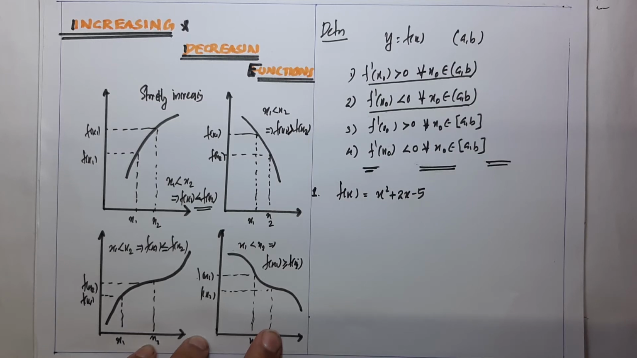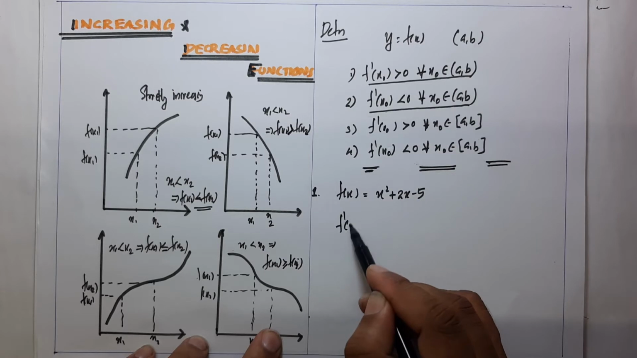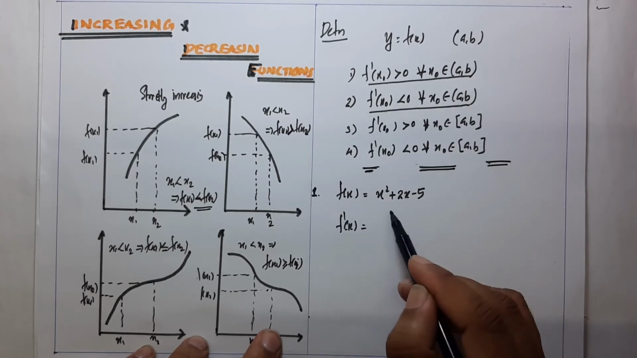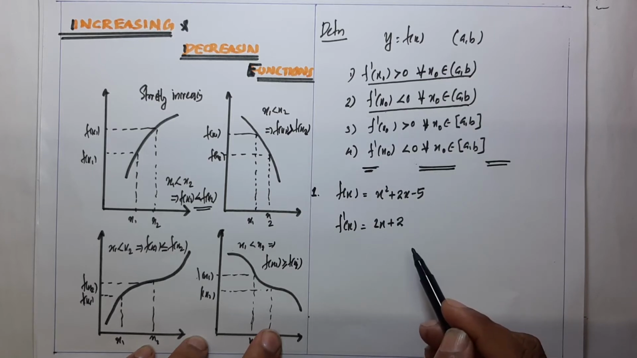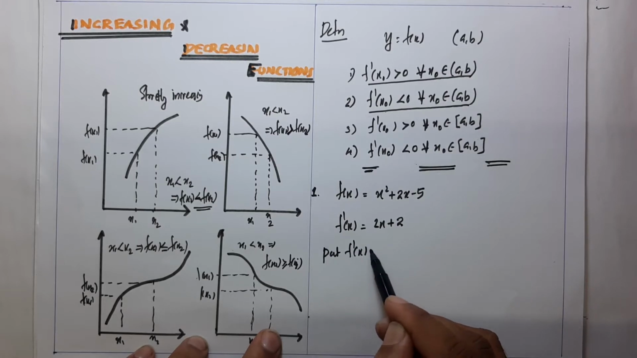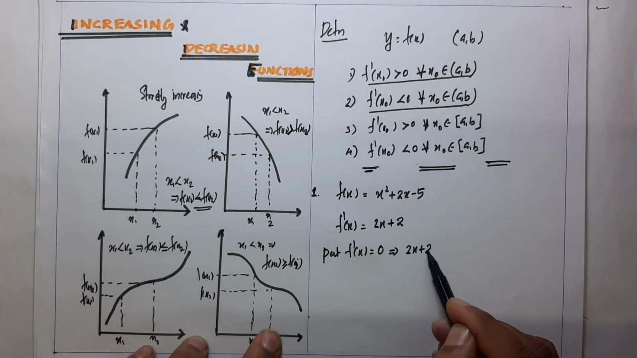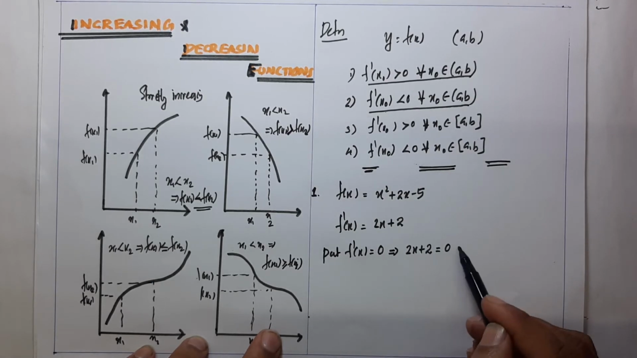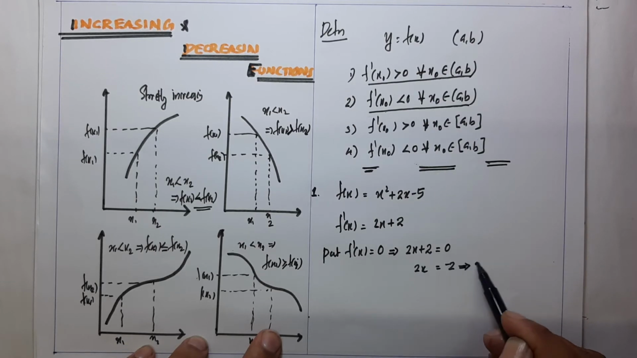Okay, now check how to find strictly increasing and strictly decreasing intervals. First of all, our first step is we find f dash x. Derivative of x square is 2x, derivative of 2x is 2 and derivative of minus 5 is 0. Then we put f dash x is equal to 0. That means 2x plus 2 is equal to 0. Therefore 2x is equal to minus 2, and that implies x is equal to minus 1.